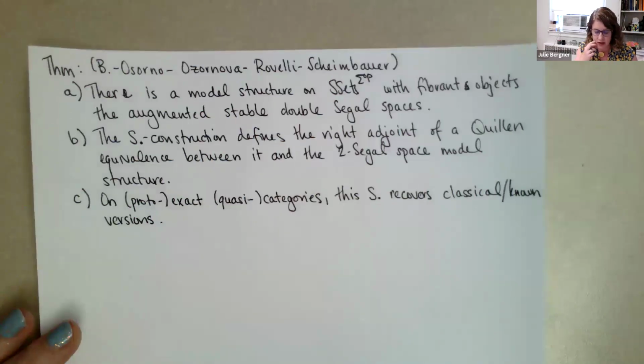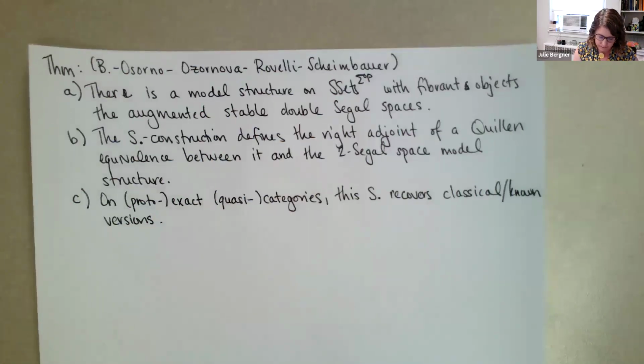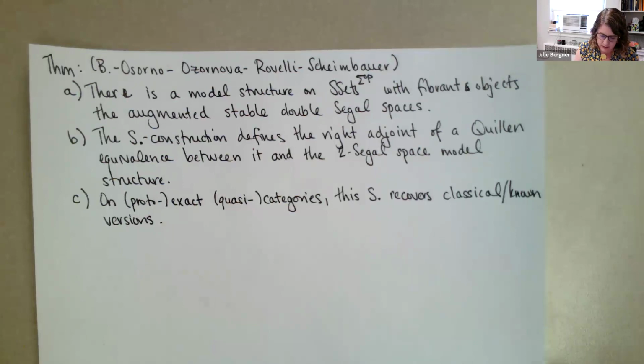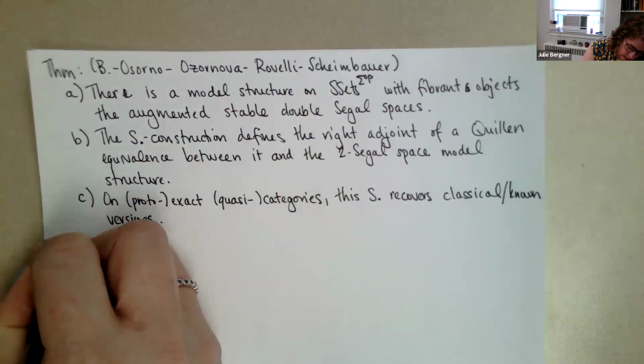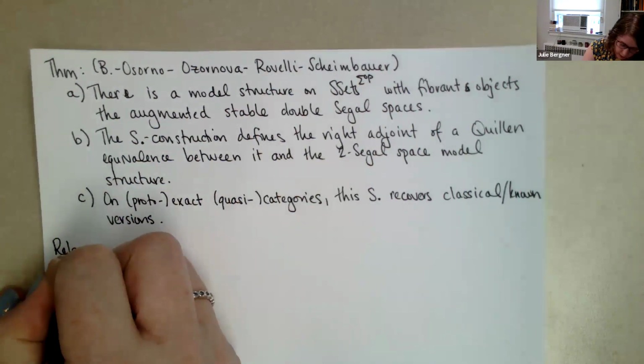Okay, so that tells us indeed that these augmented stable double Siegel spaces really are generalizations of these other things. And so it does kind of give us the maximum input from which we can get something to Siegel. And I'll just comment on some related concepts that you might have heard of.